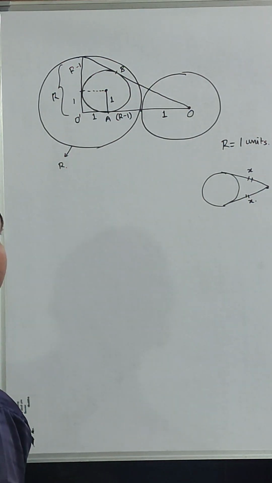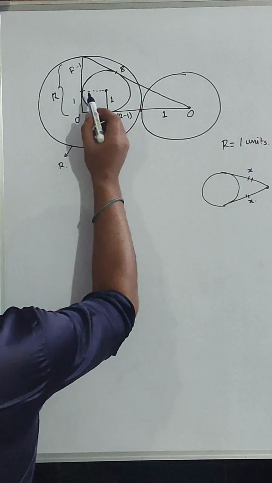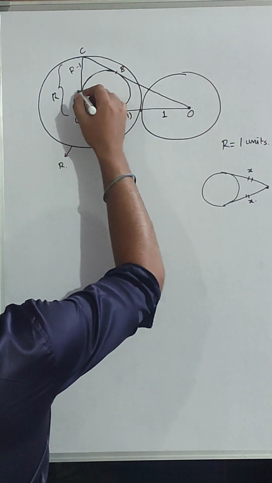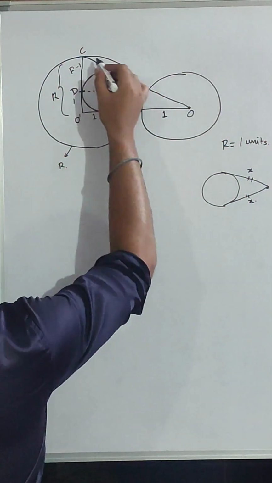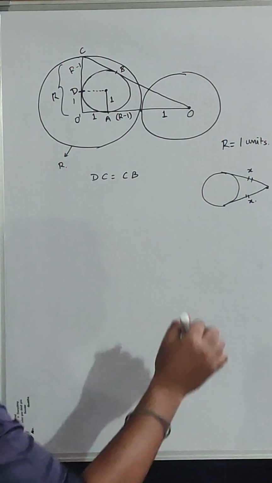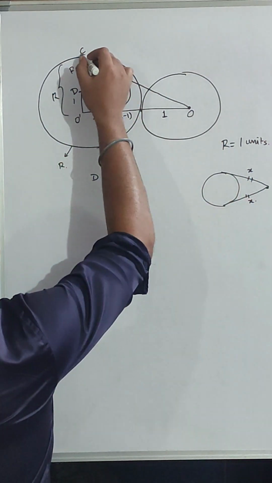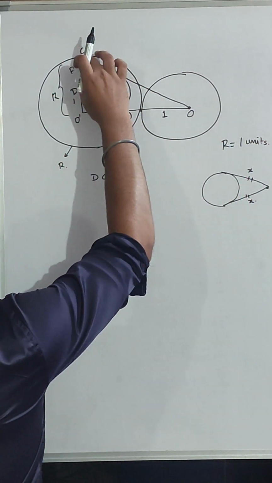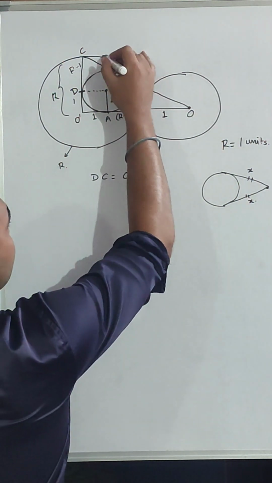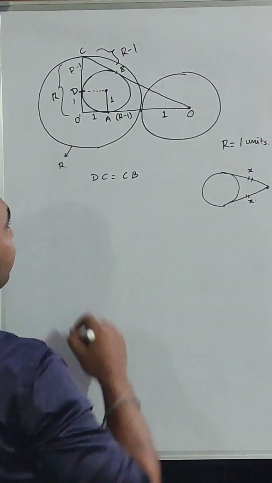Now this distance from here to here, if I name this as C and this one as D, then DC and CB lengths will be equal. DC will be equal to CB, according to which property? The lengths of the equal tangents from an external point. So this is R minus 1, so DC will be equal to CB. Can I say CB here is also R minus 1?